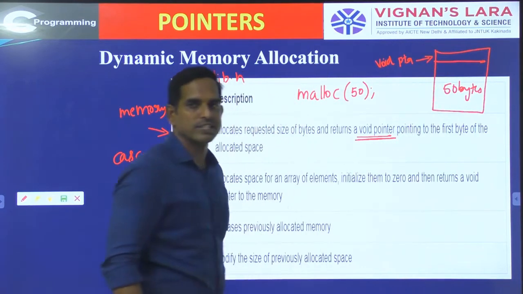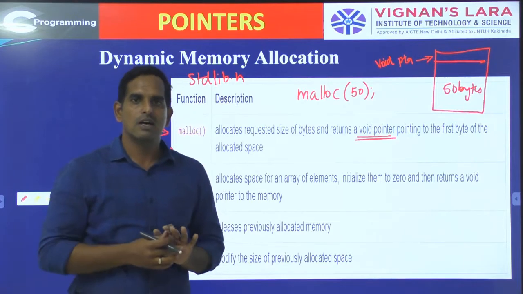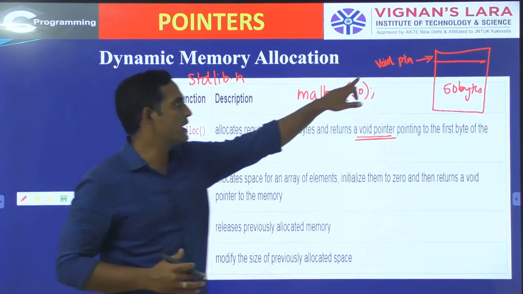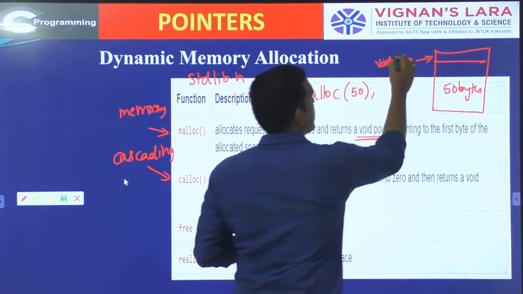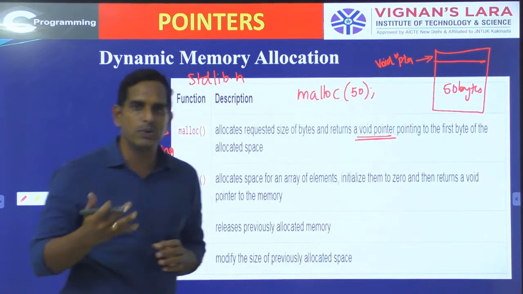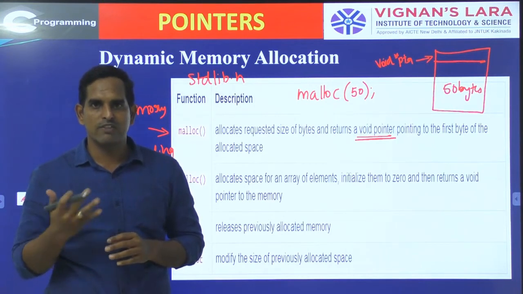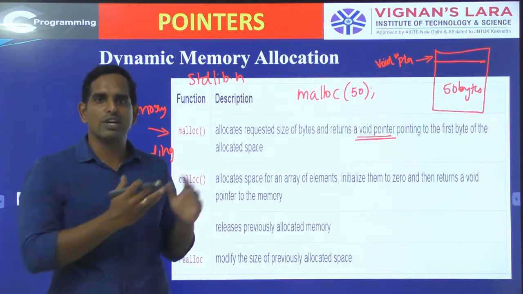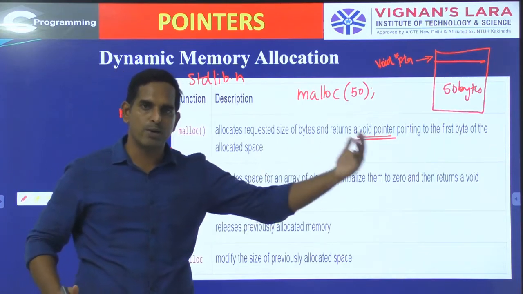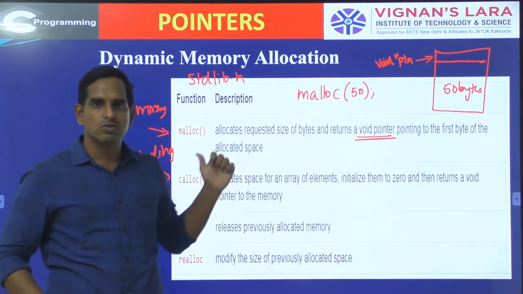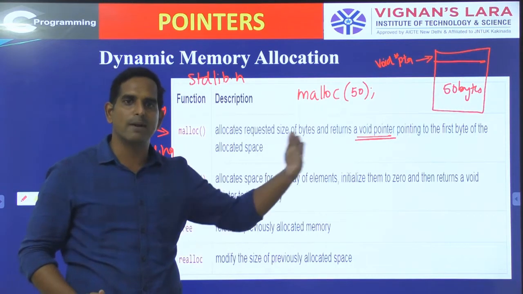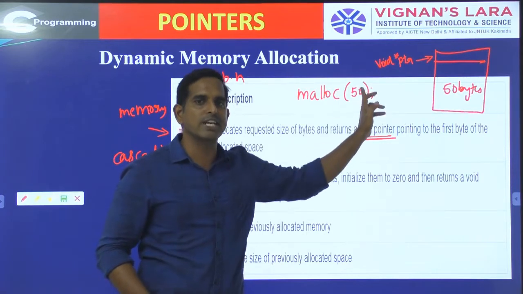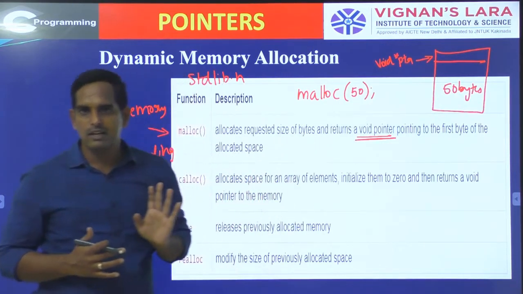That is, one void pointer will be pointing to the first allocation. In the discussion of pointers, I told you we will be having void pointers. These void pointers can be used to point to any type. If you have an integer pointer, it can point to only an integer value. If you have a floating point pointer, it can point to only a floating point value. But if you have a void pointer, it can be used to point to any value.